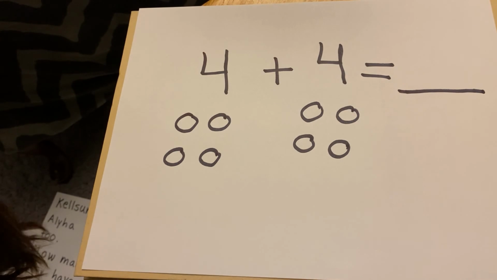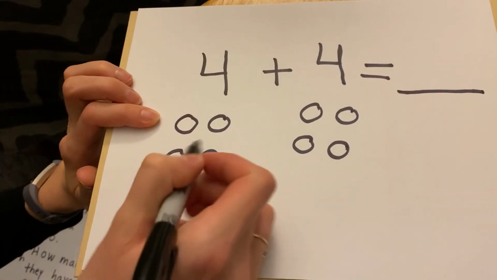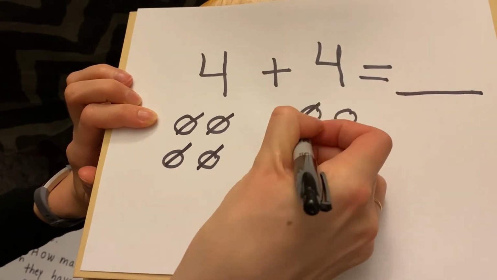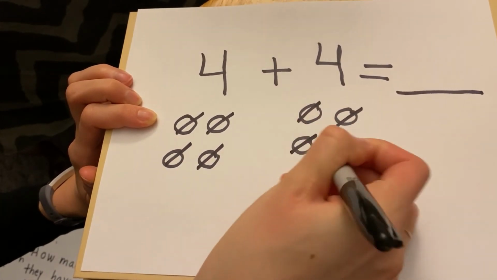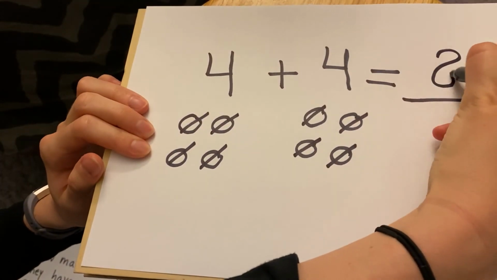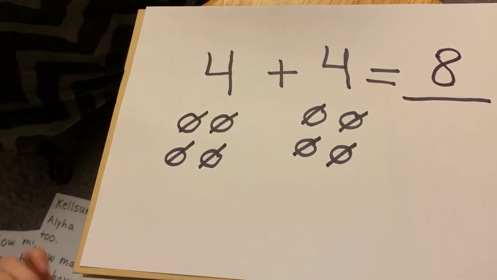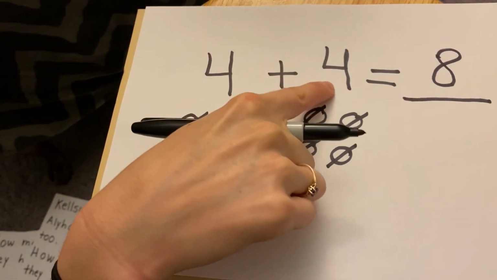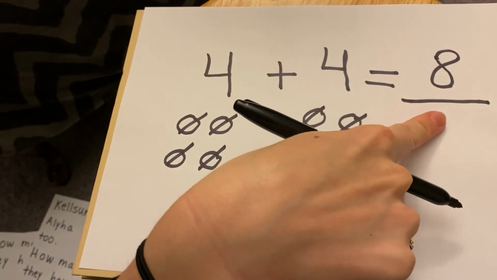Did you get it? All right, let's check. 1, 2, 3, 4, 5, 6, 7, 8. I got 8. Is that the same thing you got? All right, let's read our number sentence together. 4 plus 4 equals 8.